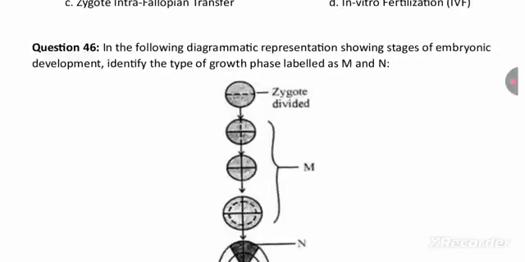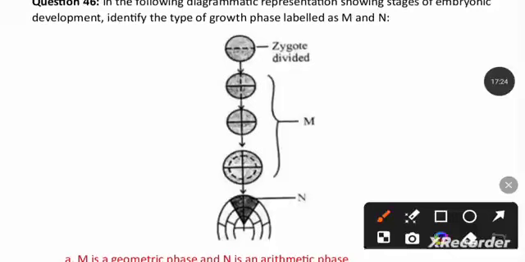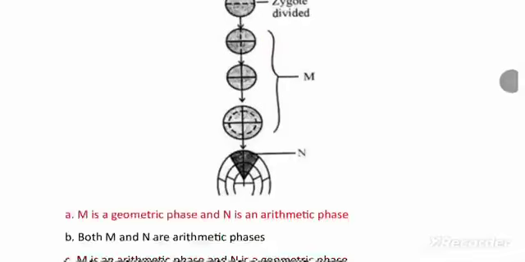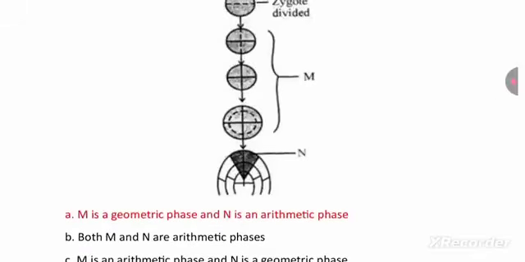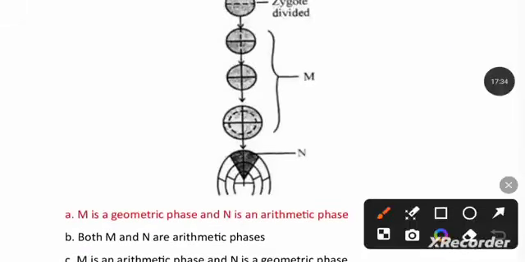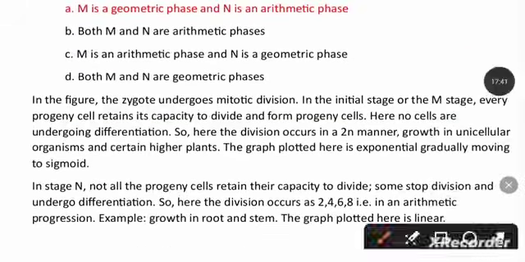The following diagram represents the stages of embryonic development. Identify the type of growth phase, M and N. We need to find out M and N. So here M is a geometric phase and N is an arithmetic phase, because in the figure the zygote undergoes mitosis.